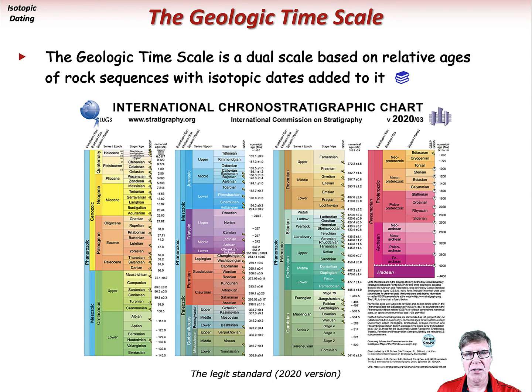The official geologic timescale is a dual scale based on the relative ages of rock sequences around the world, with isotopic age dates added to it. And this has been constructed over the last 100 years or so. Occasionally, some of the boundary dates may change slightly as new stratigraphic information is discovered, or analytical techniques are improved. Click on the book link to learn more about this chart and get the latest version.